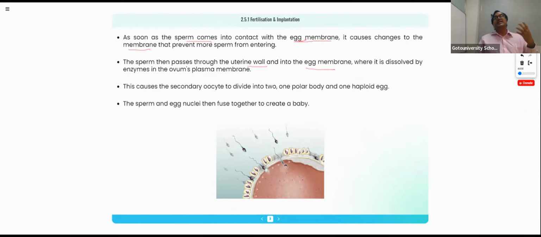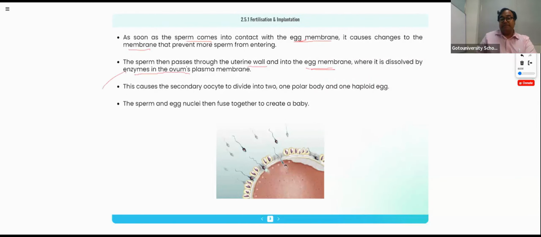Sir, there are so many layers in the uterus, but specifically the uterine wall we used to call as the uterus inner layer, also called endometrium. We should be very, very careful. Three terminologies are hidden behind the endometrium. It is also called the inner layer of the uterus, and it is one of the layers of the uterine wall. And then to the egg membrane, where it gets dissolved by the enzyme in the ovum's plasma membrane.